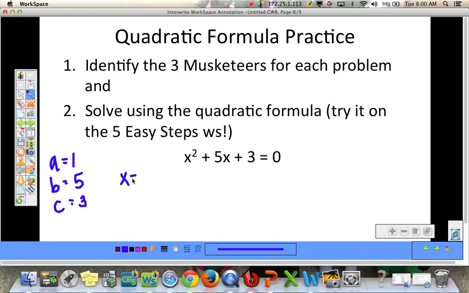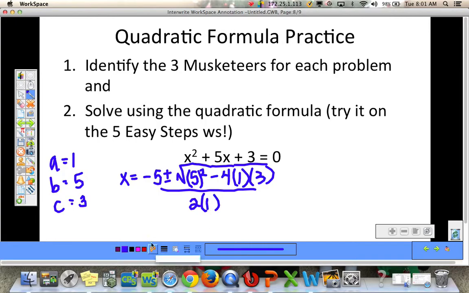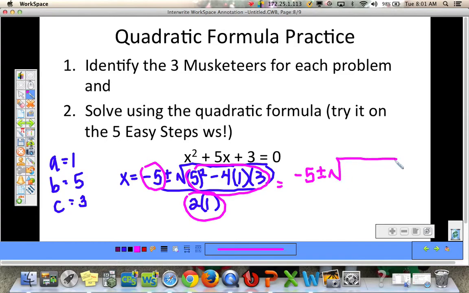Next step, plug in. X equals opposite b plus or minus the square root of b squared, so put that in parentheses, minus 4ac all over 2a. All right, I want to see your three musketeers, so these three chunks right here. Calculate these guys. So you get negative 5 plus or minus the square root. This would be 25 minus 12. And then if we calculate that, 25 minus 12 is 13. All over 2 times 1 is 2.